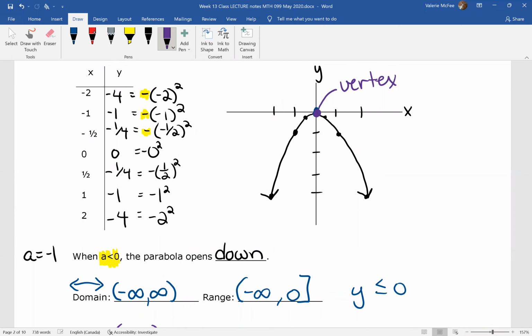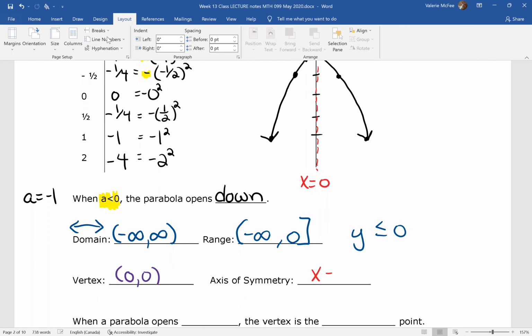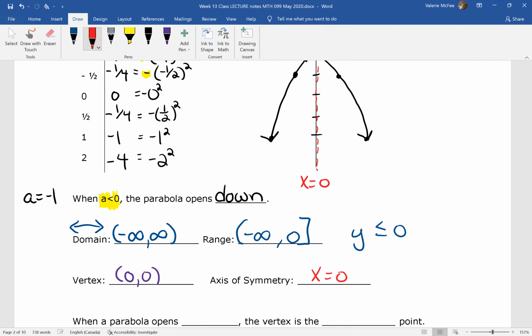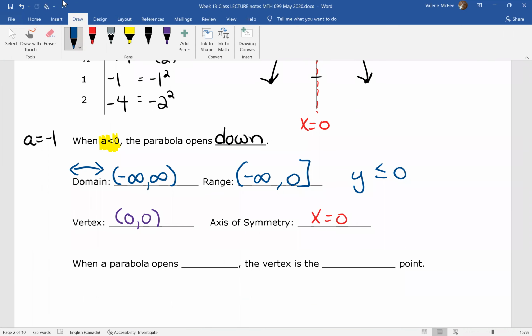The axis of symmetry is that line where we can fold the parabola and it's exactly the same on both sides. Again, it's that line straight through the vertex. Again, where x is equal to 0. When a parabola opens down, we see that the vertex is the highest point.